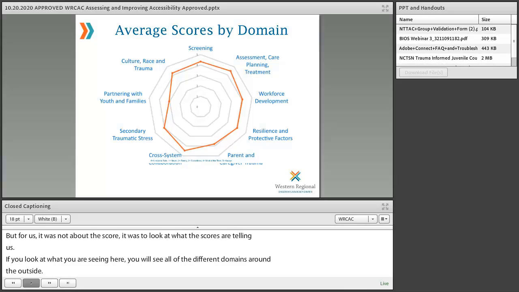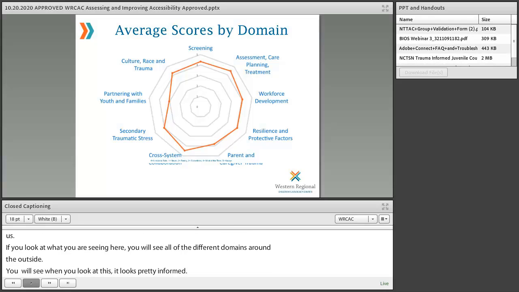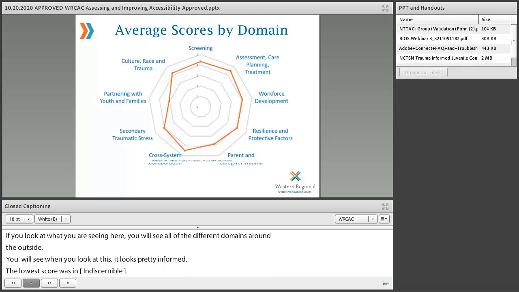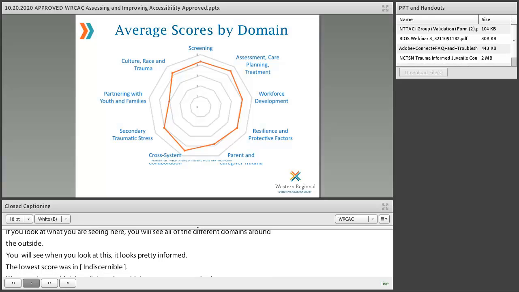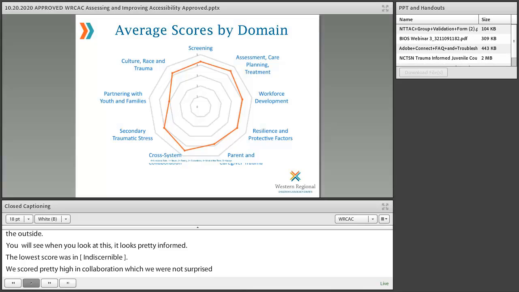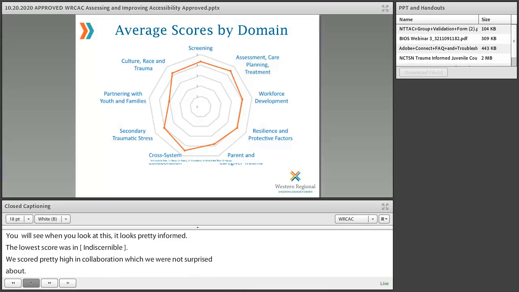We scored pretty low. Our lowest score was on partnering with youth and families, which we were not surprised about. We scored pretty high in the cross-system collaboration, again, which we weren't surprised about because of our role as the MDT facilitator. Between our two buildings and the 2 counties that we manage, we have an MDT meeting once a week at one of our centers. So the community knows us, and they know who we are, and we have to collaborate in that area.